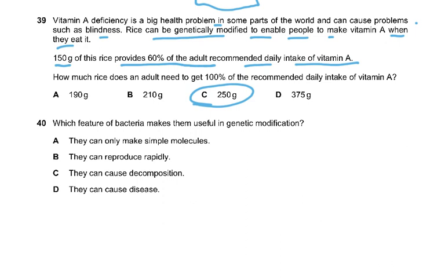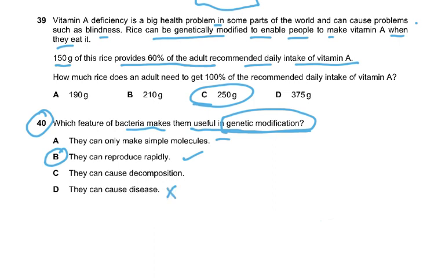Last question, number 40. Which feature of bacteria makes them useful in genetic modification? They can only make simple molecules. No, they can make complex molecules. Actually, that's in the syllabus. They can reproduce rapidly. Yes, that's correct. They can cause decomposition. Why would we need decomposition in genetic modification? They can cause disease. Why would we then use it in genetic modification? If they cause disease, that's very dangerous. So which feature of bacteria makes them useful in genetic modification? This is a syllabus point actually: they reproduce rapidly, they produce complex molecules, and there are no ethical issues about it.